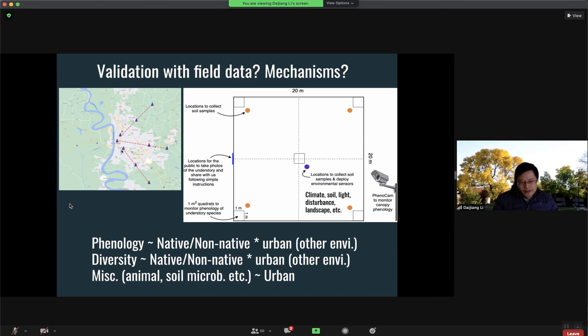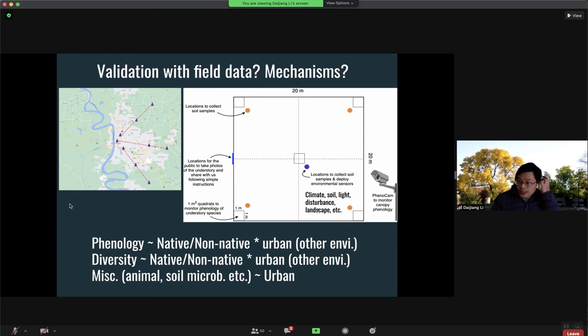So suppose we establish 3 transects here along the urbanization gradient, and we have 3 sites within each transect. Then within each site, we can have a 20-meter by 20-meter plot, and maybe we can establish a 1 square meter quadrat to monitor understory phenology. And then we can collect soil samples and also deploy environmental sensors to record climate, light conditions, and disturbance, and we can look at the satellite data for landscape variables, such information.